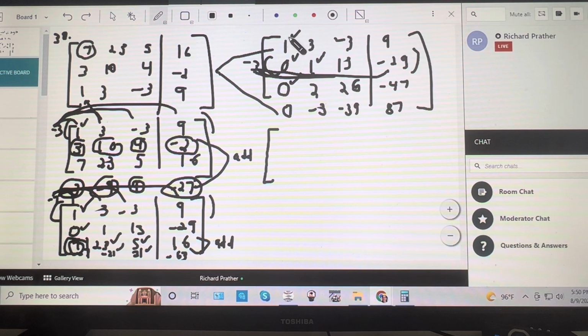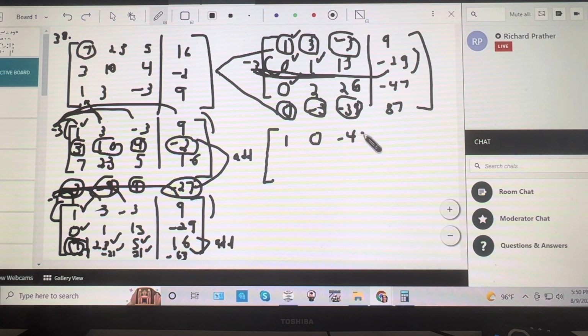So the new first row would be 1 plus 0. See how that 1 didn't change. Negative 3 plus 3 is 0. Negative 39 and negative 3 is negative 42. 87 plus 9 is 96. Rewrite the other two rows.